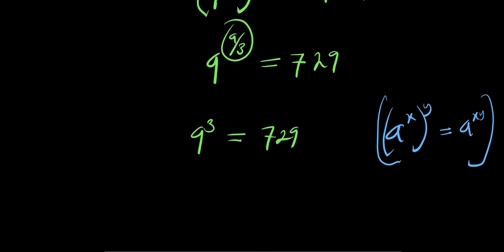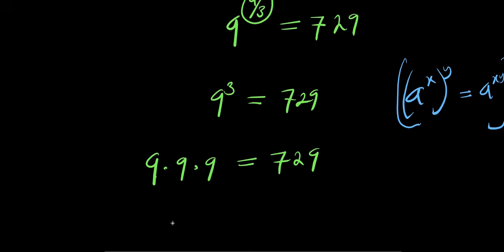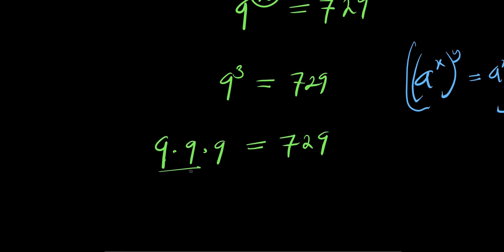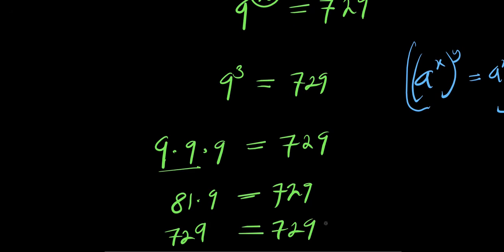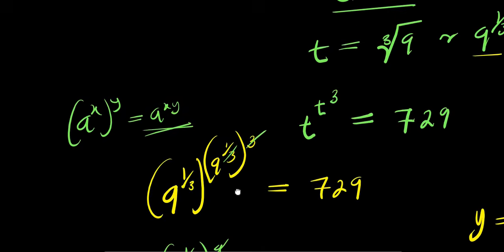And 9 power 3 is simply 9 times 9 times 9 equals 729. 9 times 9 is 81. 81 times 9 equals 729. And 9 times 1, that is 9. 9 times 8, that is 72. So we have 729 equals 729. So this shows that our answer is obviously correct in all the methods.